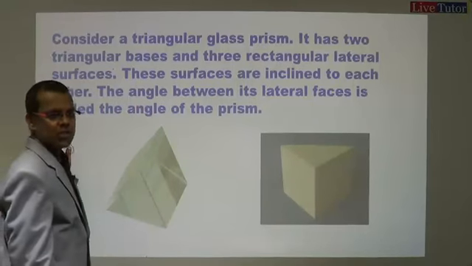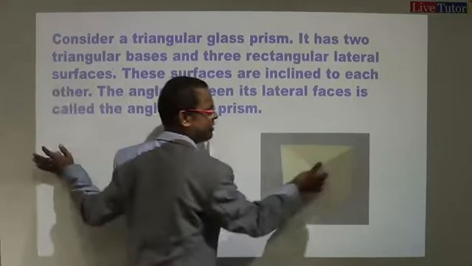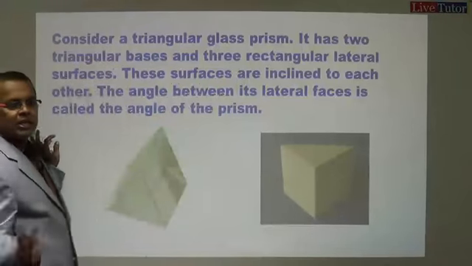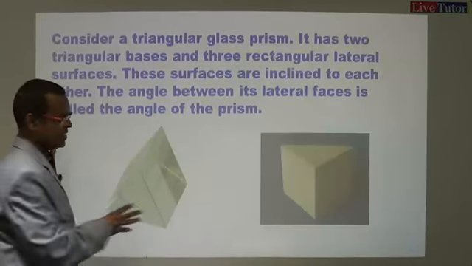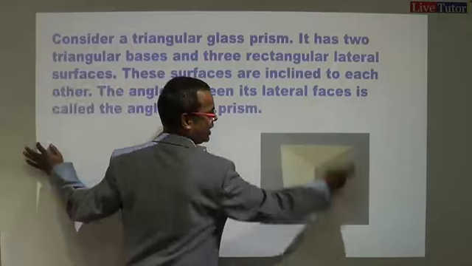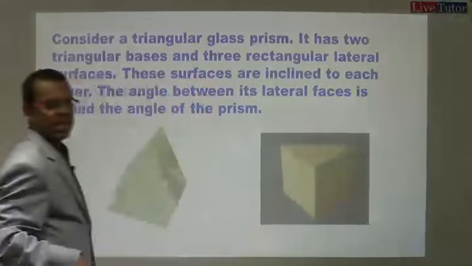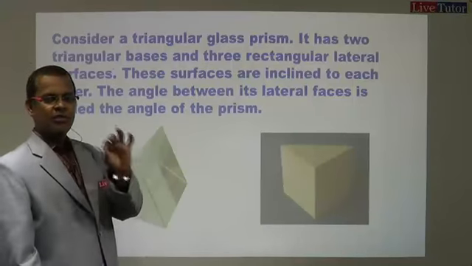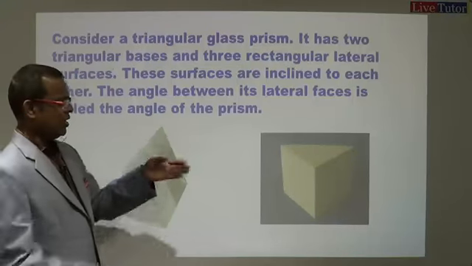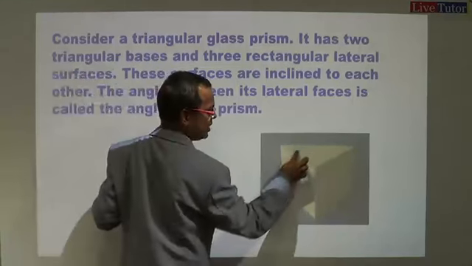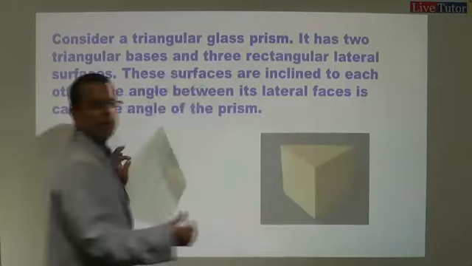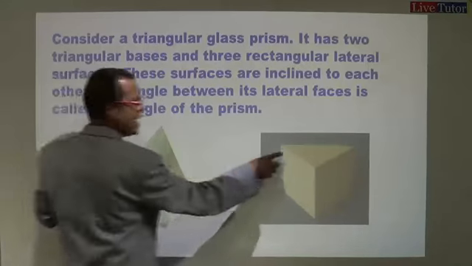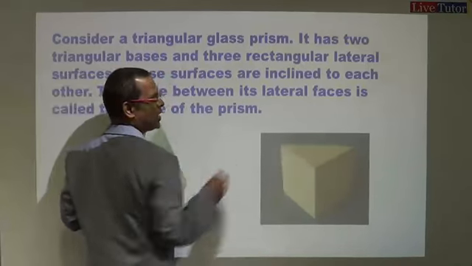It has two triangular faces. As you can see here, this is a triangular face, and at the bottom there will be another triangular face. Two triangular faces and three rectangular lateral surfaces. You can see one rectangle, another one, and another one. So three rectangular lateral faces and two triangular faces. And these surfaces are inclined to each other. If you take these two, they are inclined; if these two, inclined. All the faces are inclined to each other. And the angle between these two inclined faces is called the angle of the prism.